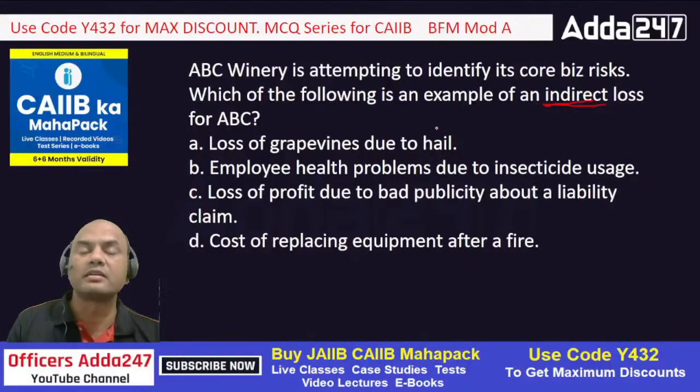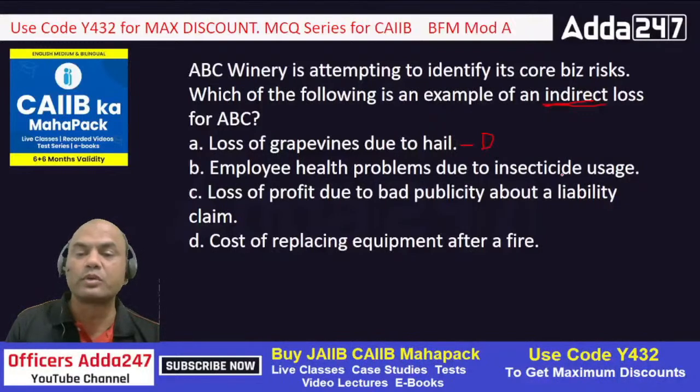Hail means, due to heavy rains you can call it. Okay, hail generally is the snow particles which fall down from the sky. So loss of grapevines due to hail. Is this a direct loss to this company or an indirect loss? It is correct. Direct. Okay.